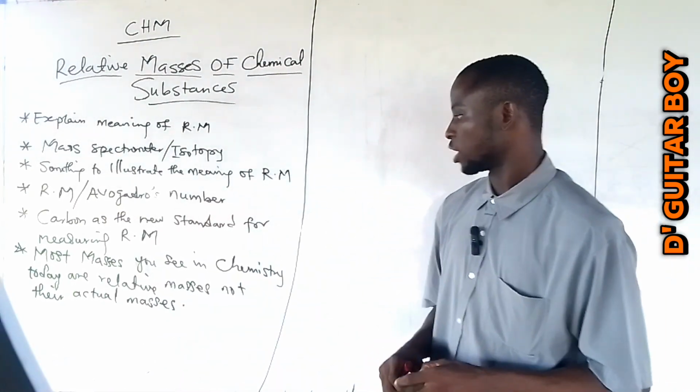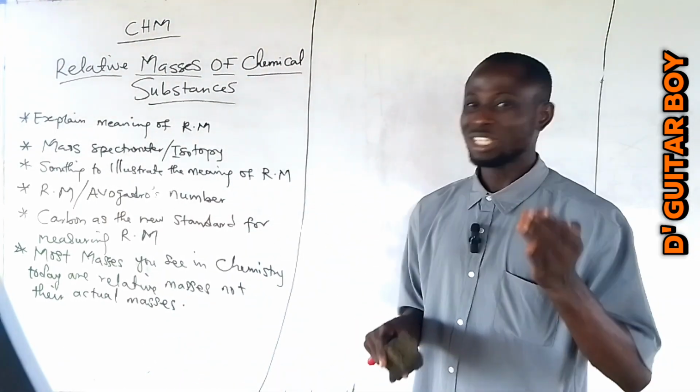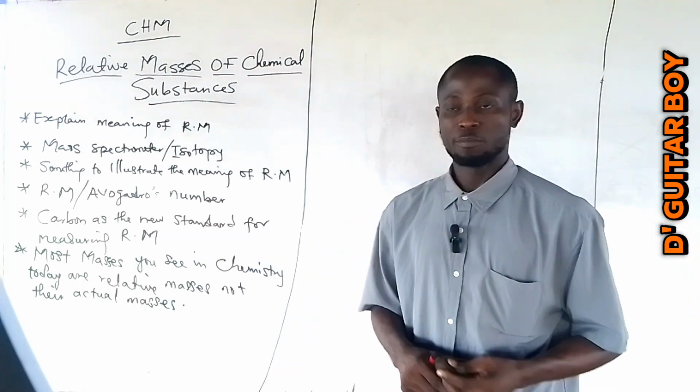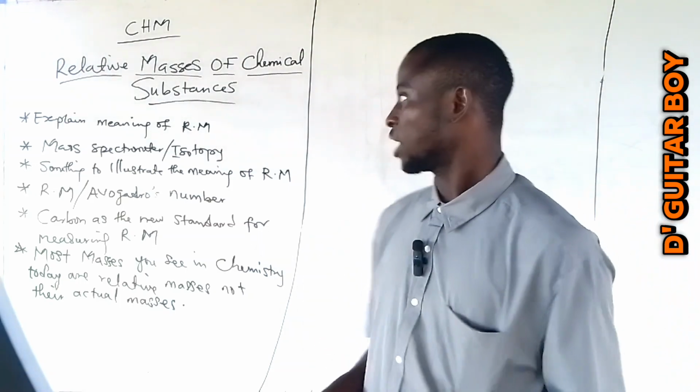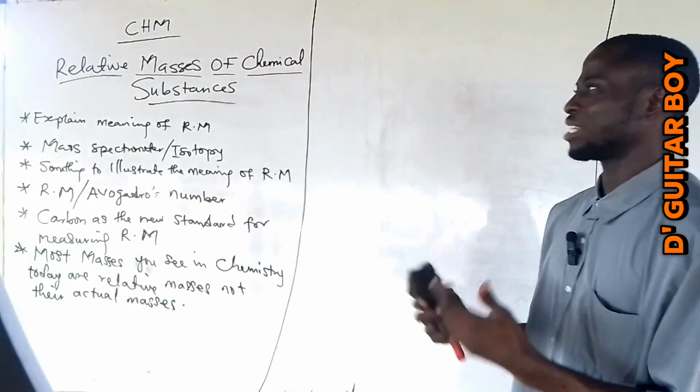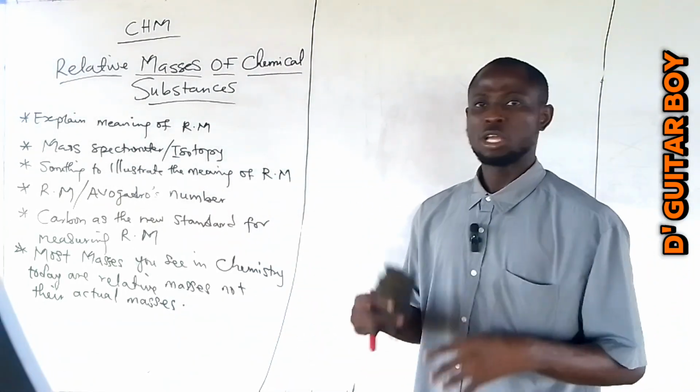most masses you see today are relative masses, not actually the mass of one unit of that substance. They are actually relative masses. Now, we'll start from the first one. What is relative mass? How do you explain the concept of relative mass?